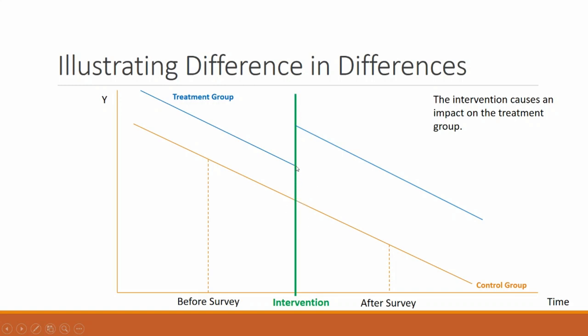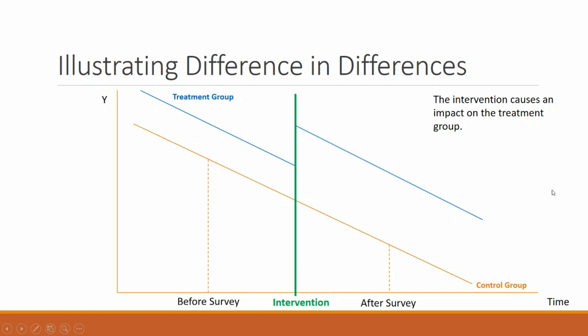Now, we don't have data here. We only have the before data, right? So we only have the data measured here, and we only have the data measured here. And so we need to use the data that we have to find the estimate of this impact. All right, we need to find an estimate of this impact, how much the treatment group improved as a result of receiving the intervention. All right, so how do we do that?